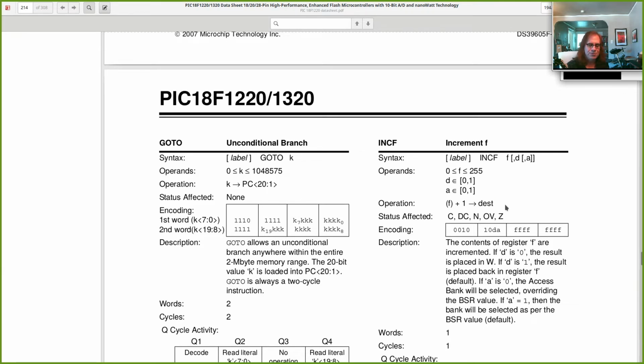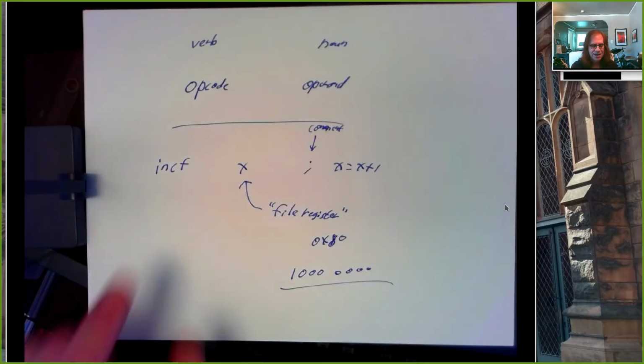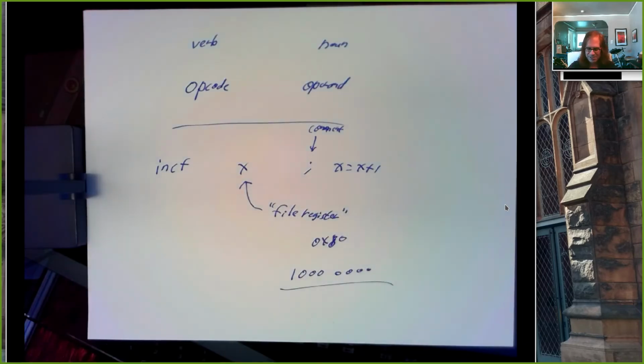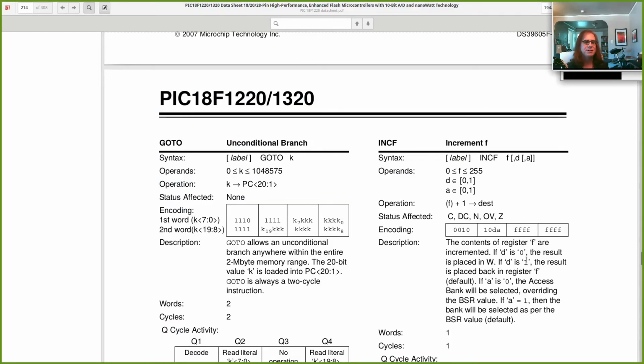Now, where are we going to store it? Well, there's actually 2 possibilities. I could say increment file register X and store it back in X. In other words, I want the destination to be the same as the thing that I incremented. So in that case, I want my value of D here, this 7th bit, to be a 1. If D is 1, the result is placed back in file register F. So if I coded this as a 101, that 1 right here where it says D tells me increment X and store the results back in X. And I'm not going to worry about the A bit yet.